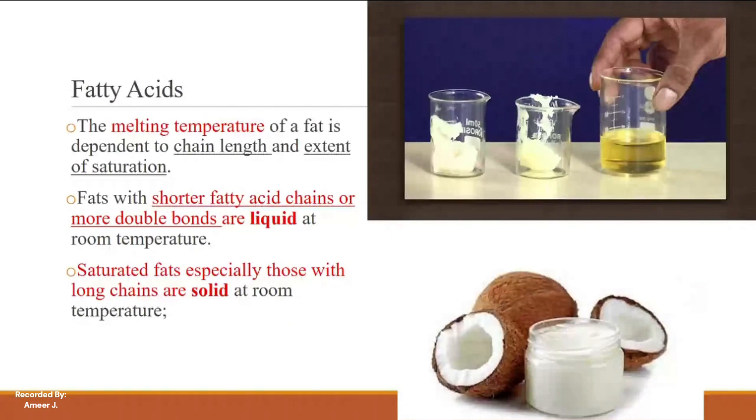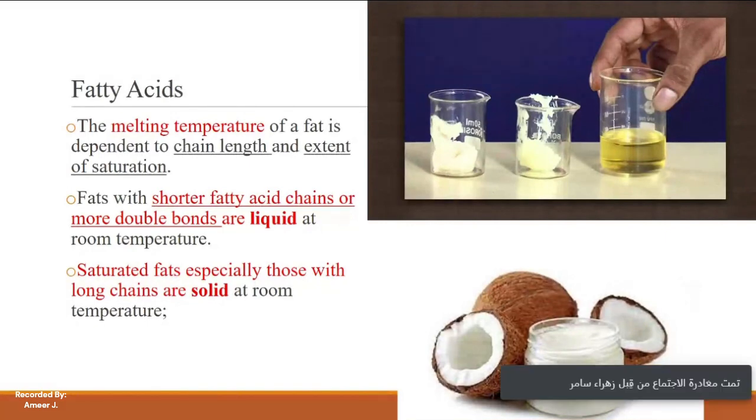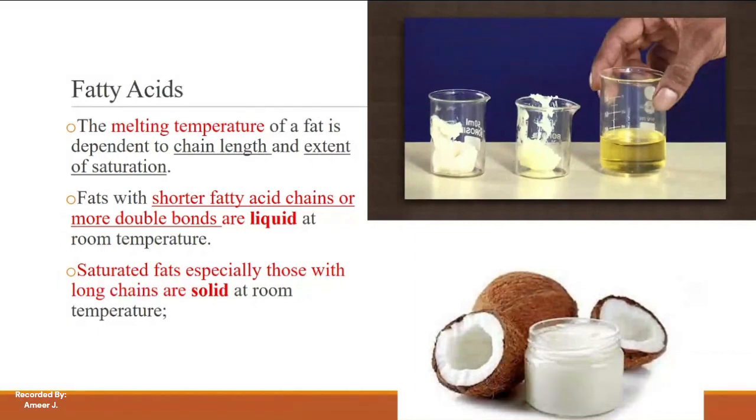The important point is that the melting temperature of a fat depends on chain length and extent of saturation. Fats with shorter fatty acid chains or more double bonds are liquid at room temperature, and saturated fats, especially those with long chains, are solid at room temperature. For example, coconut oil, which is also highly saturated, is semi-liquid at room temperature because the predominant fatty acids are short, 8 to 14 carbons.